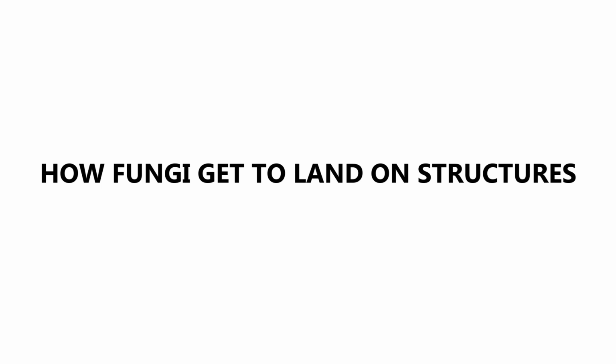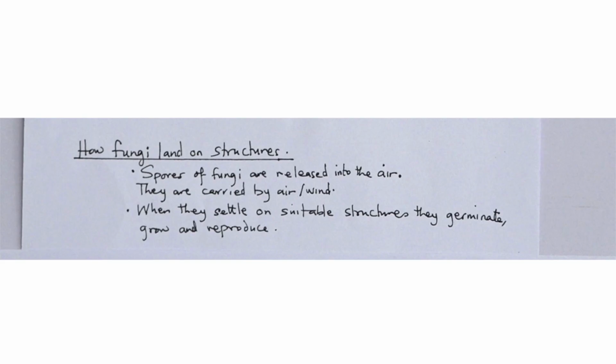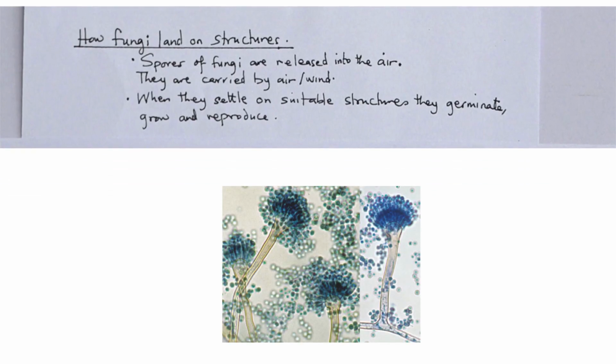Now, how do fungi land on structures? How do they get onto the food? They get there because of spores that are released. The spores of fungi are released into the air, and the air carries them, and they settle on structures.